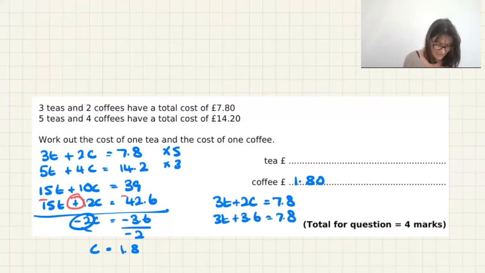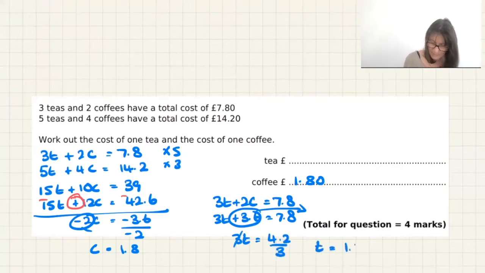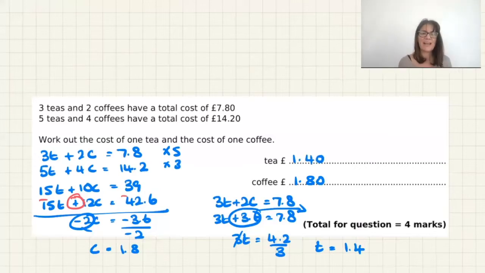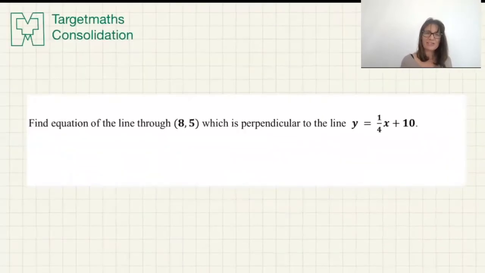And then going to obviously take that off, giving me 3t equals 4.2. Divide through by the 3, and t comes out at 1.4. So t is £1.40. And if you got that right, fab work, well done. Really nice. Okay, there's your next question. Hit play when you're ready.